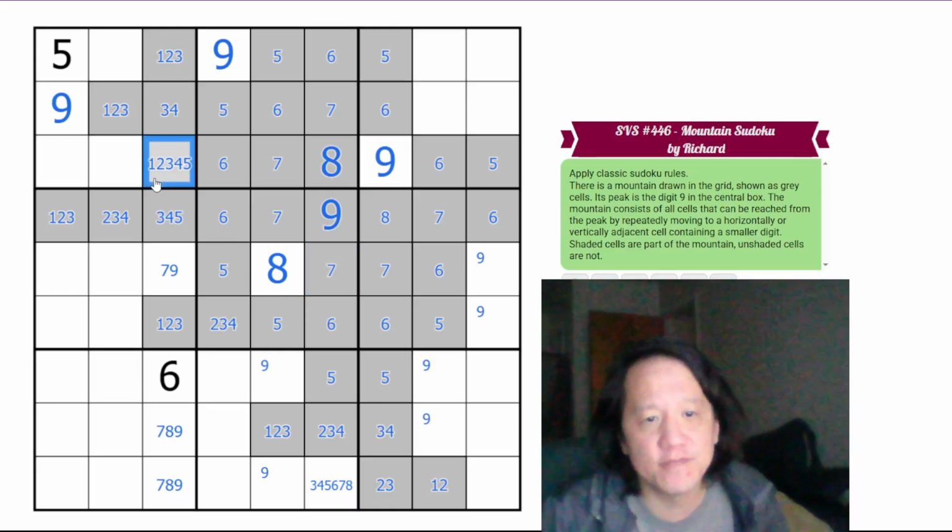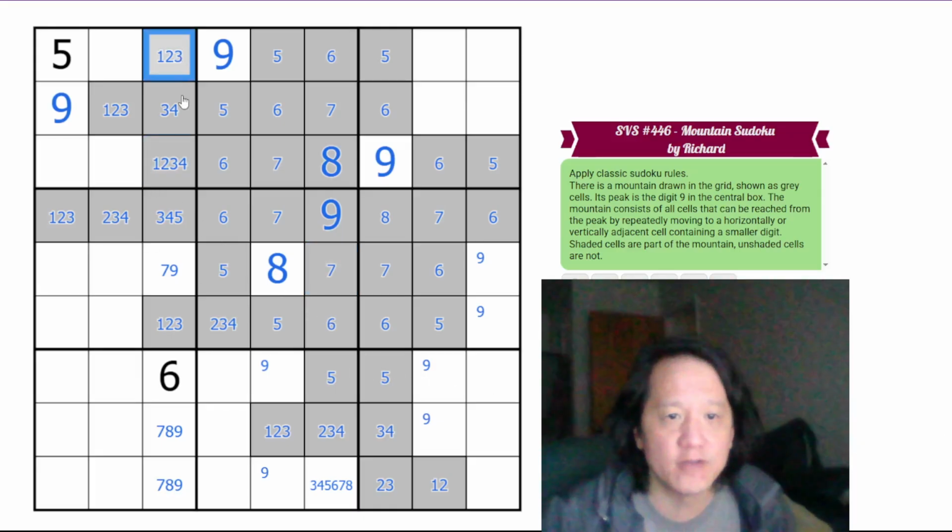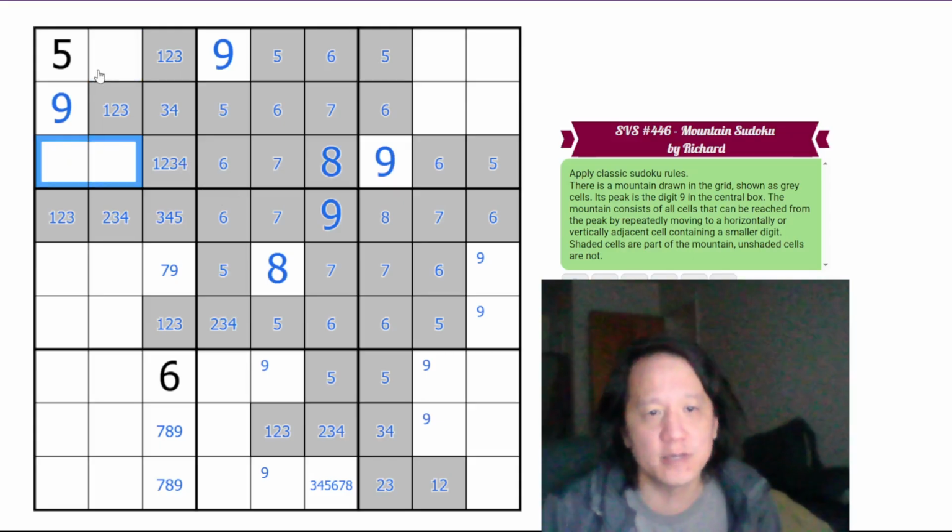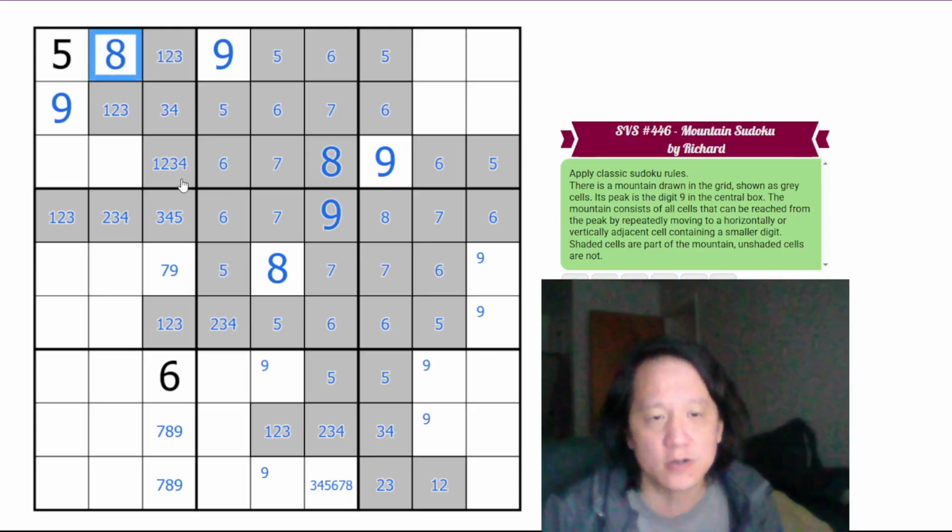Oh, this can't be 5 here. Where's the 5 in column 3? Also, we have a 1, 2, 3, 4 quadruplet in box 1. So the rest is 6, 7, 8. This can't be 8 here, so this must be 8 here. This has to be a 6, 7 pair, which eliminates 6 and 7 in the rest of the row.